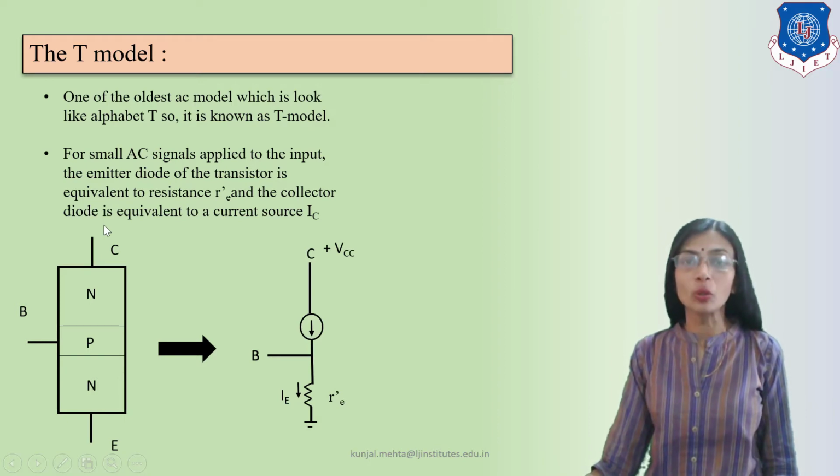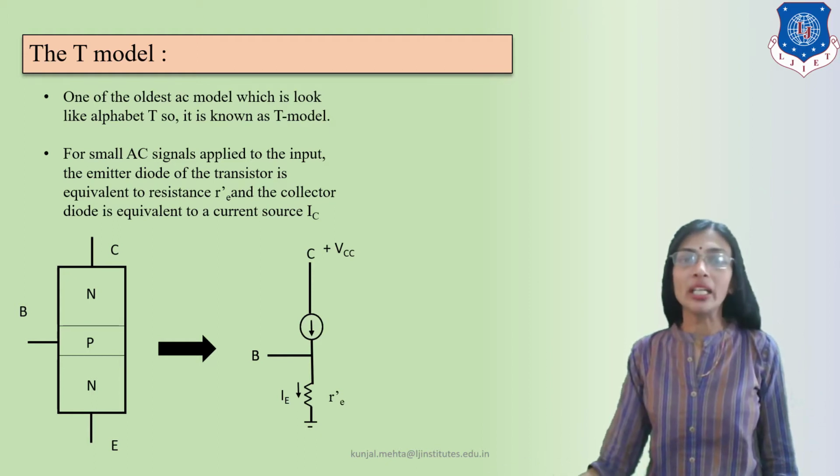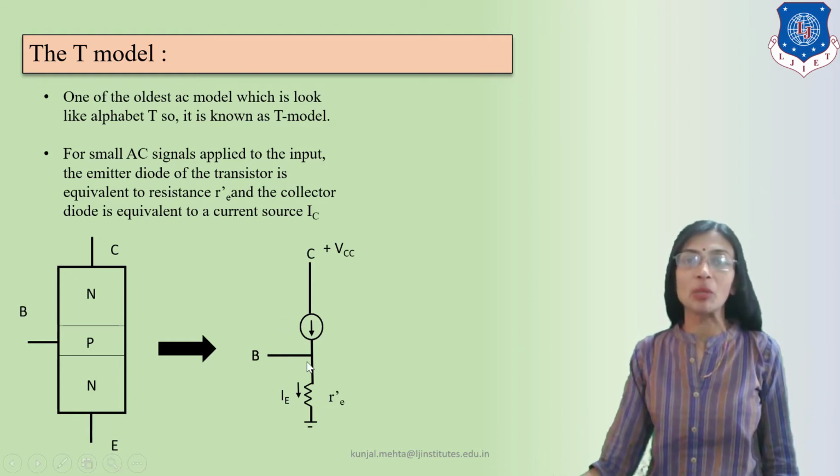Whenever I want to draw the DC circuit, I will draw the symbol and connect the resistances with the terminals. But if I want to draw the AC model in terms of the T model, this is one type of T. Look at this. This is one terminal and this is another terminal. So it looks like the T shape of the English alphabet. That's why it is known as the T model, and it is nothing but the AC model.